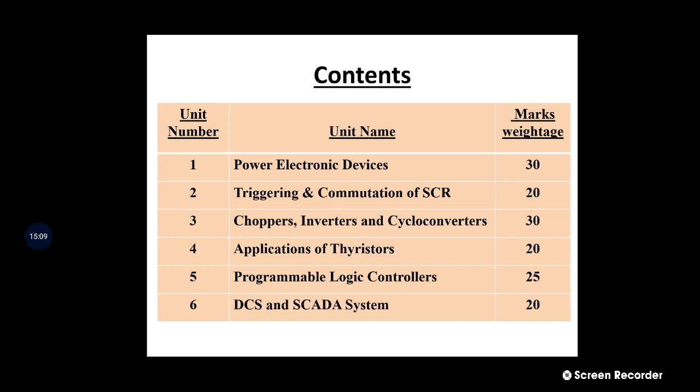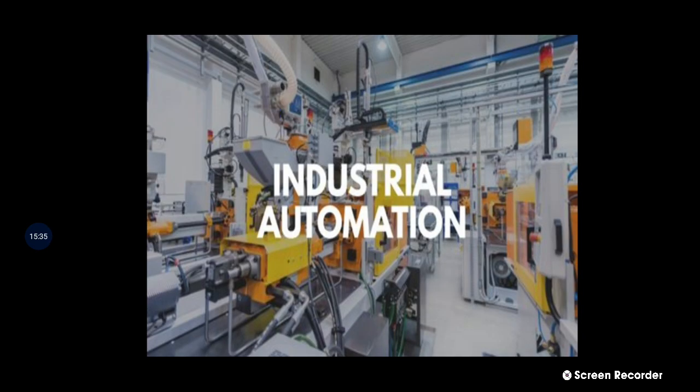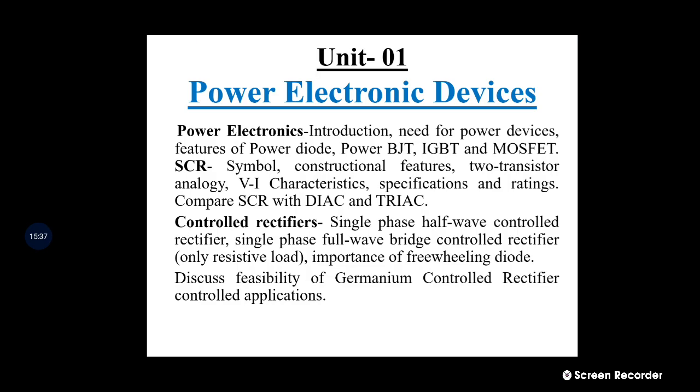Okay. So next, unit number 6 is the DCS and SCADA system. DCS is the distributed control system and SCADA is the supervisory control and data acquisition system. These are the different control systems in an industry. You are going to study all the DCS and SCADA systems in unit number 6. Okay. So now let's start unit number 1.